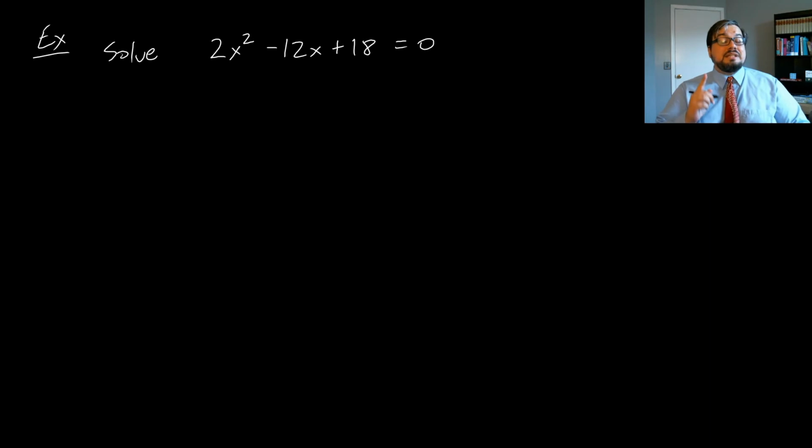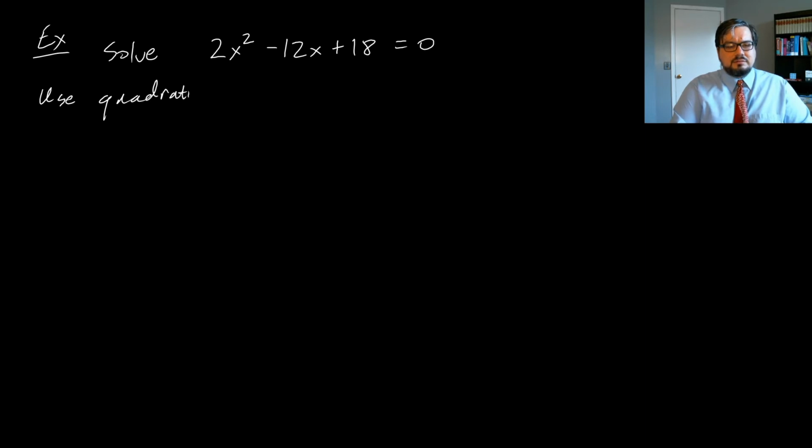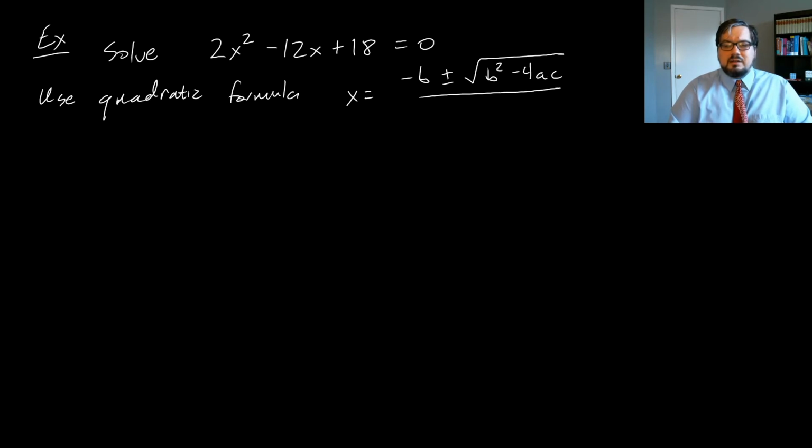Now, this one actually can be factored. But let's imagine that we don't want to do that for a second, because we're going to be using something about the quadratic formula to give us some insight into what's going on. Let's use the quadratic formula again. Where x is equal to -b plus or minus the square root of b squared minus 4ac all over 2a. Here are our solutions.